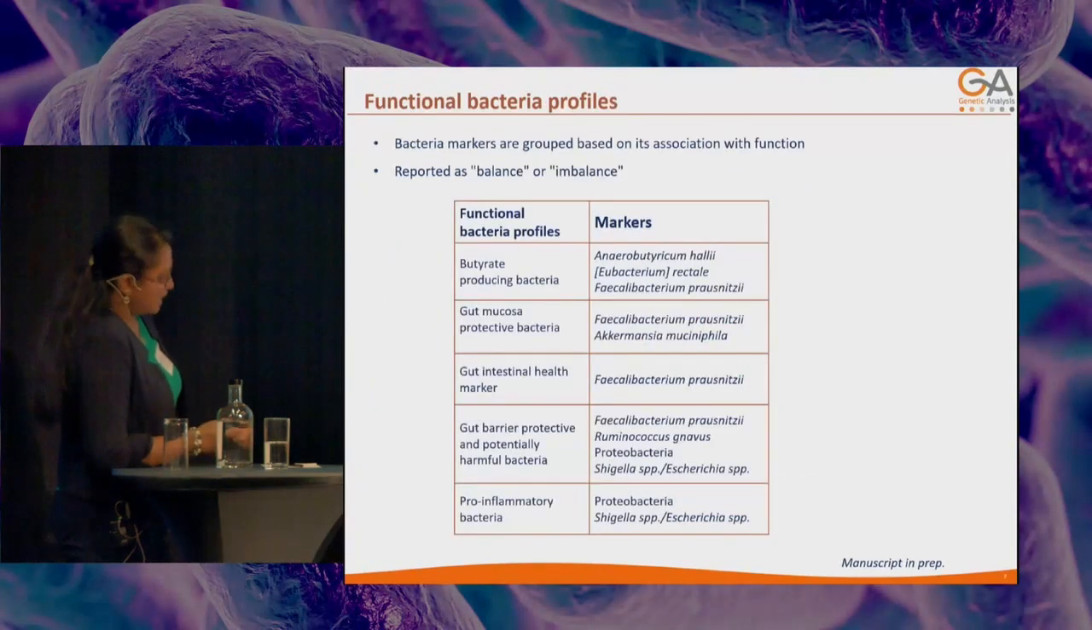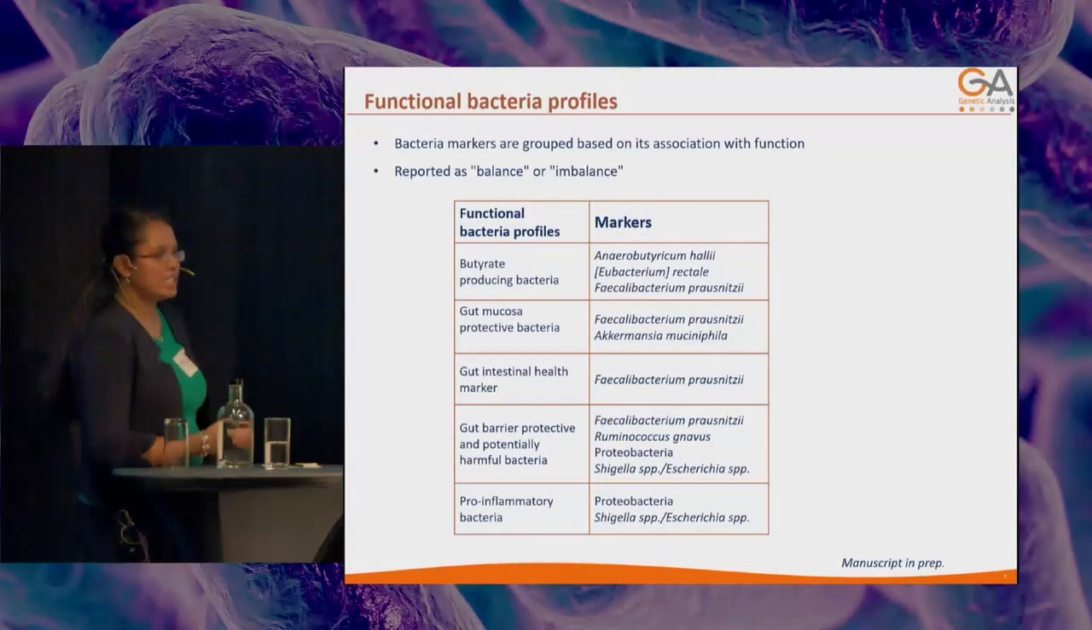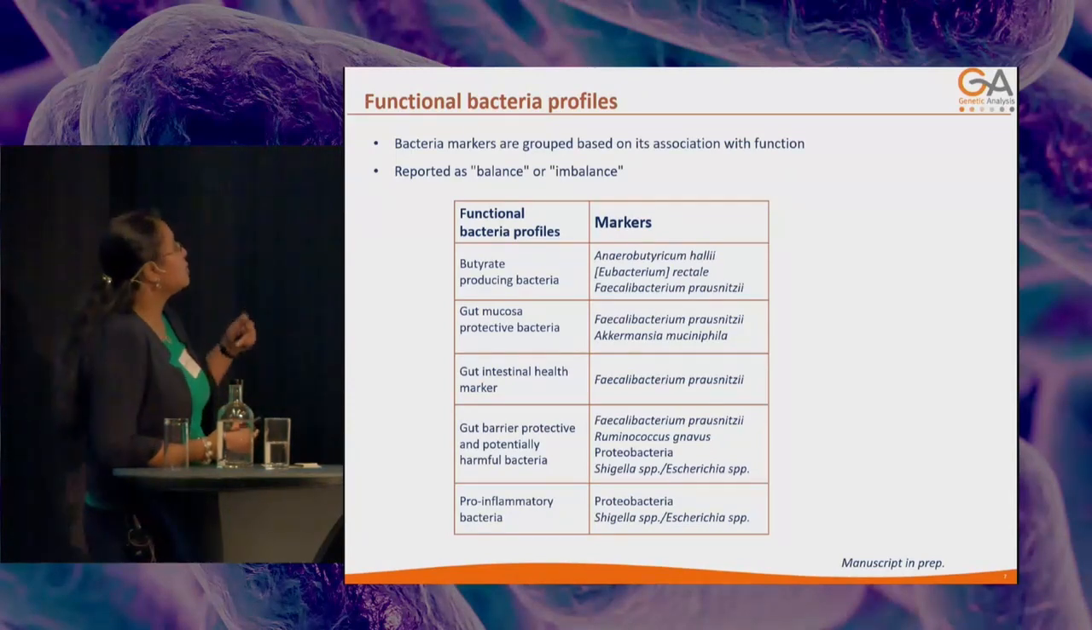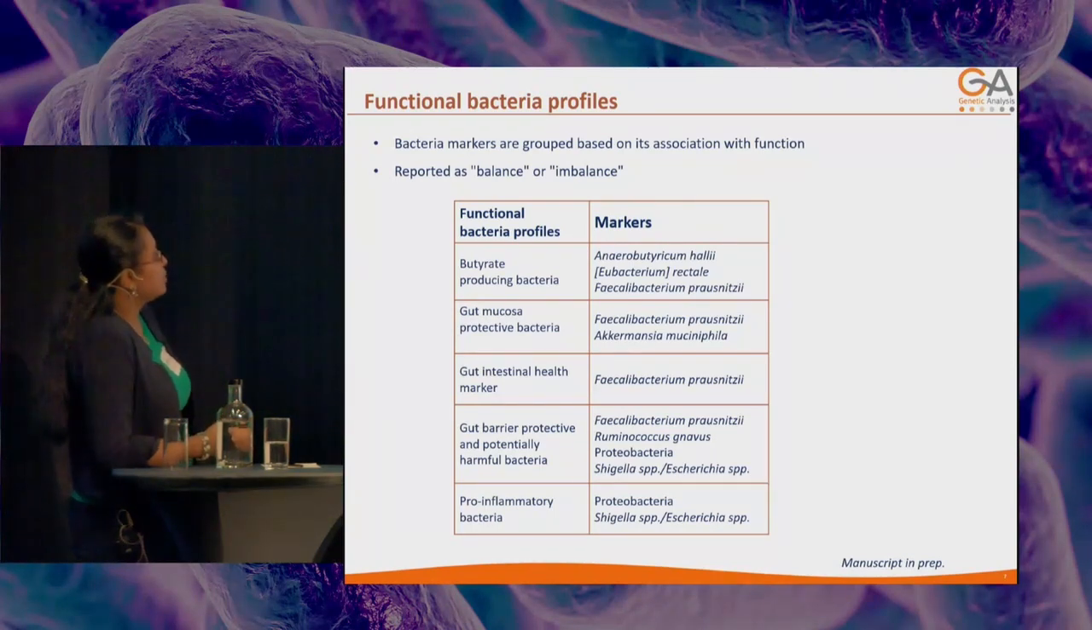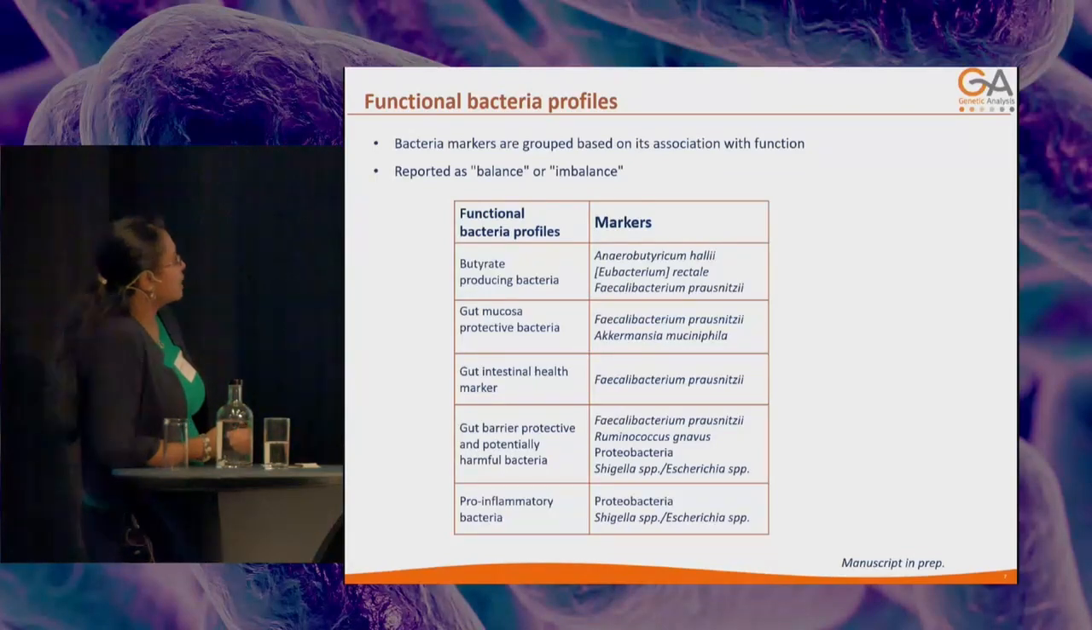And the next is the functional bacteria profiles. Here, based on literature search, we have subgrouped our markers into different profiles based on function. These are major gut functions like the butyrate producers, the gut mucosa protectors, etc.